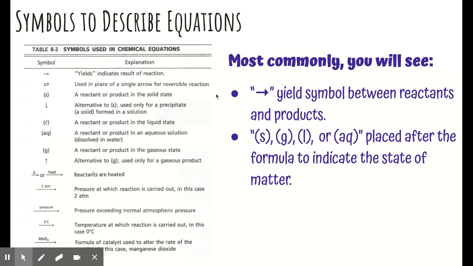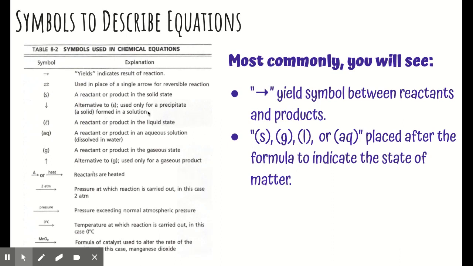So here's just some other things you might come across, especially if you take chemistry in college. So yields obviously is going to show that you have had a reaction. A double arrow can be in place of a single arrow if something is reversible. Solid state, alternative to solid. This could be like when a precipitate is forming.